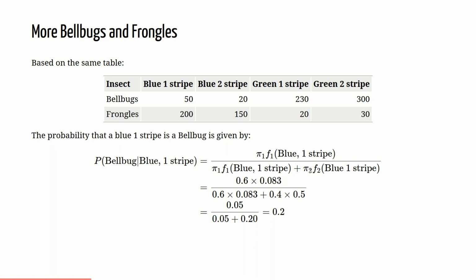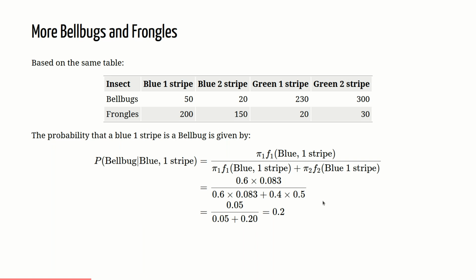So pi 2 is going to be the probability of a frongal, which is 400 out of 1,000, that's 0.4, and the probability of a blue one stripe, given that you're a frongal, is 200 out of 400, so that's 0.5. If you do the arithmetic, you've got 0.05 divided by 0.05 plus 0.2, and so you get the answer 0.2. Right, so if we see an insect and it's a blue one stripe, then it's a 20% probability of being a bell bug and an 80% probability of being a frongal. So that's how we turn those probabilities around.